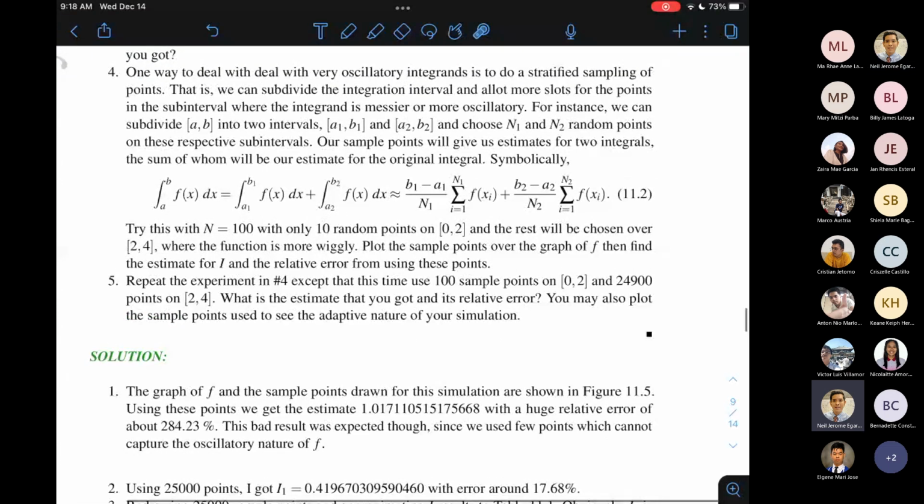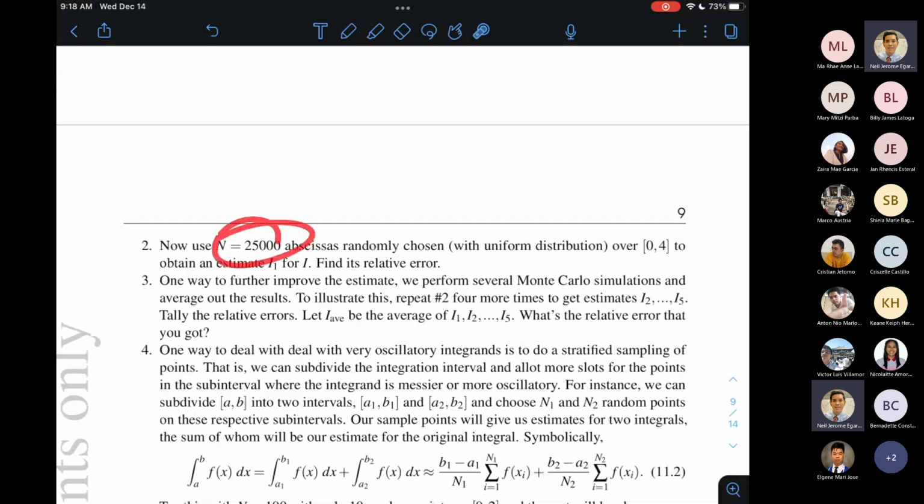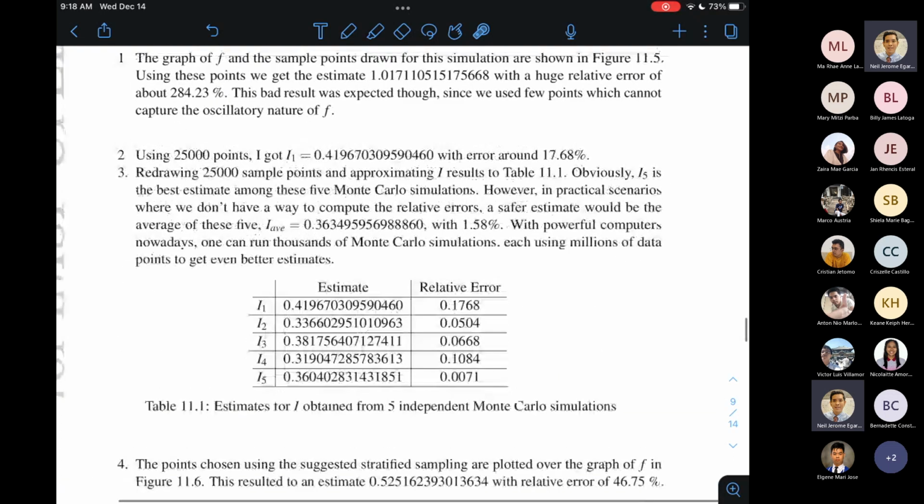So that's another thing, pero I just realized yung pala yung number 4. Meron pang dalawang numbers na nauna or dalawang questions na nauna. Yung second question, pinarami lang. 25,000 points yung pinagamit. Alright? Ang nakuha kong sagot ay ito. 17% error. So 100 points, 284% error. Now I increase the number of points 250 times. So nasa 25,000 na points na yung ginamit ko. 17% na lang yung error.